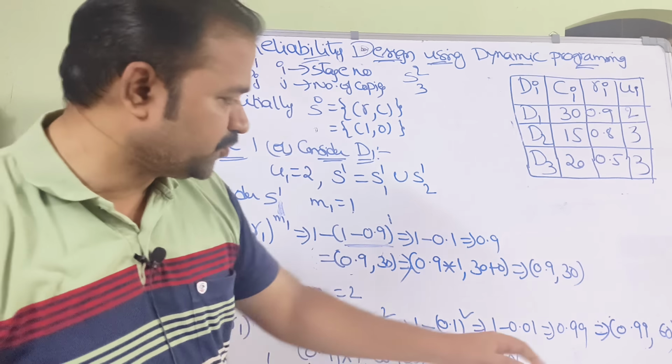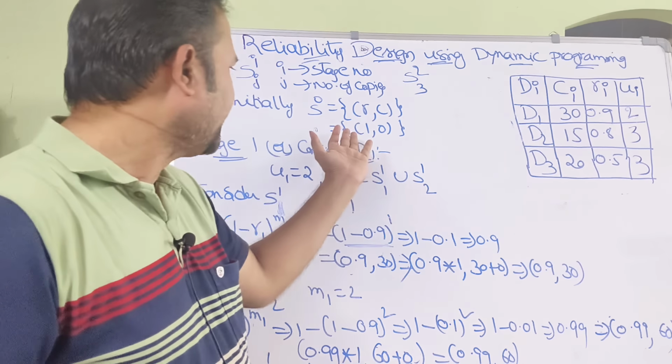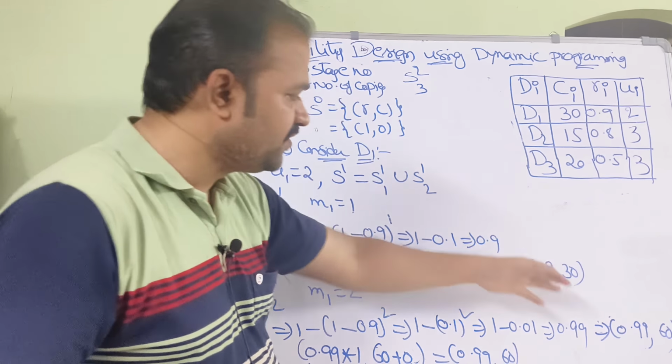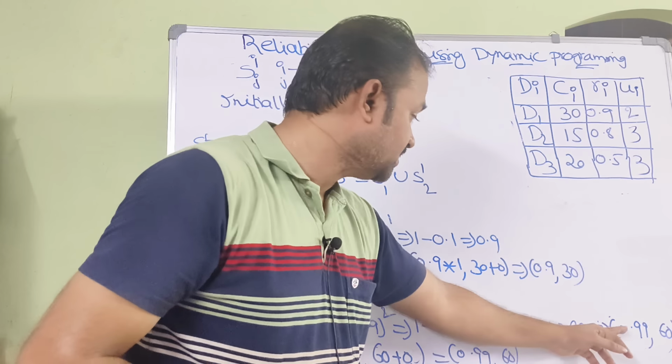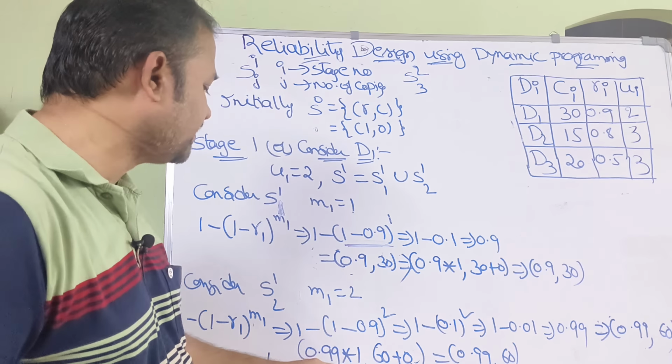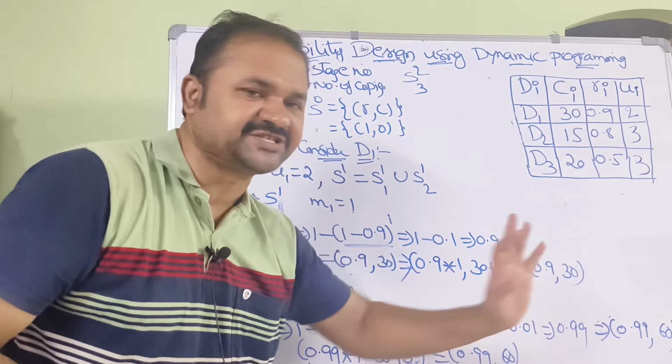Now what do we have to do? We have to do multiplication with its previous stage. We have to multiply the reliabilities and add the cost. So 0.99 into 1 comma 60 plus 0. 60 plus 0 is nothing but 60.